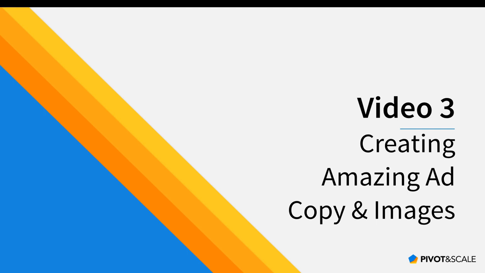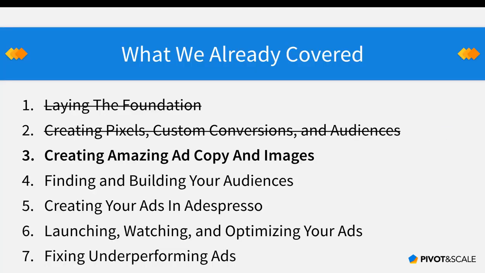And in this video, we're going to be talking about how to create amazing ad copy and ad images. So we're going to get into the meat of creating ads that you can profit from and that convert very well. What we've already covered: in video number 1, we covered laying the foundation for a great ad campaign. In video number 2, we talked about how to create the pixels, custom conversions, and audiences.